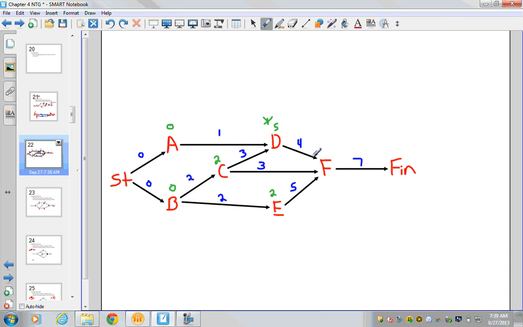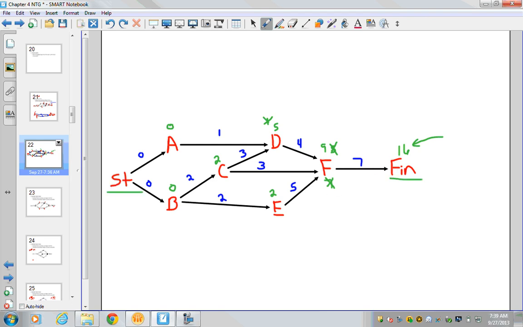All right, let's look at F. Now notice F has 3 arrows coming together. Well, if D starts at 5, it takes 4 minutes to do task D. That would be 9. Well, let's see, if C starts at 2, it takes 3 minutes to do task C, then that means it will be 5. And I'm just writing my options right next to F. And then if E starts at 2, it takes 5 minutes, that would be 7. So we have 9, 5, and 7, and the largest one is 9. And then lastly, 9 plus 7 gives us a total or minimum project time of 16 minutes. So it would take 16 minutes from start to finish.